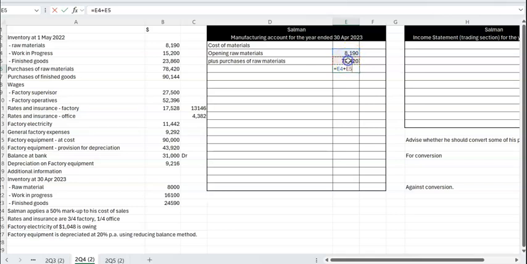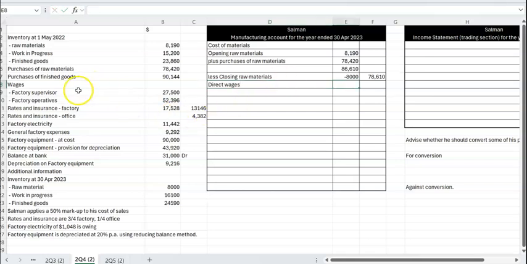So that gives us our raw materials available to use, but we didn't use all of them because we had some at the end. This would be done through a stock take at the end of the year. And remember, we minus our closing raw materials. So our cost of raw materials is $78,610.